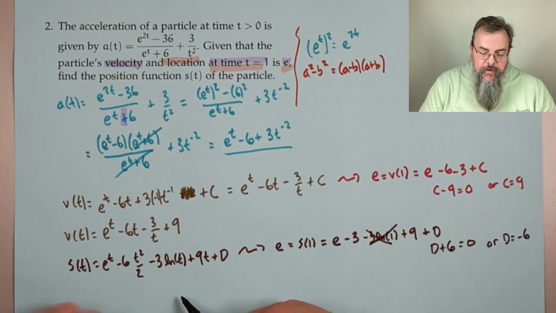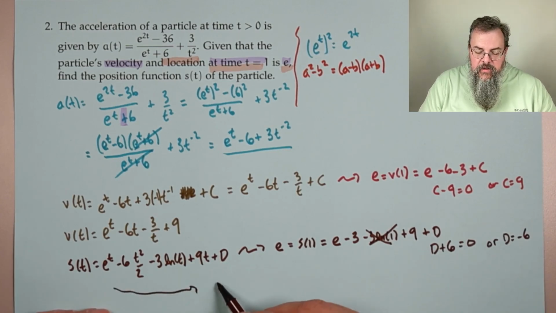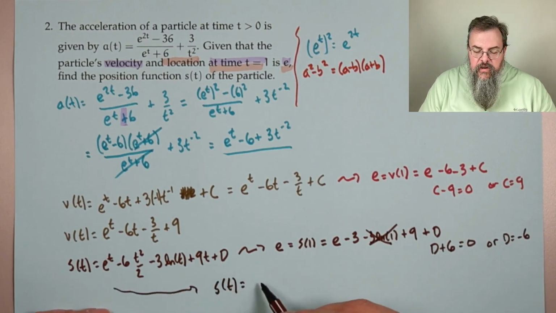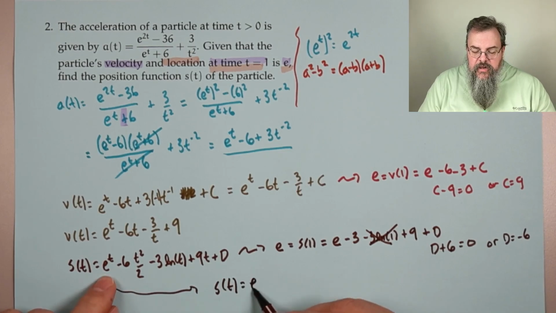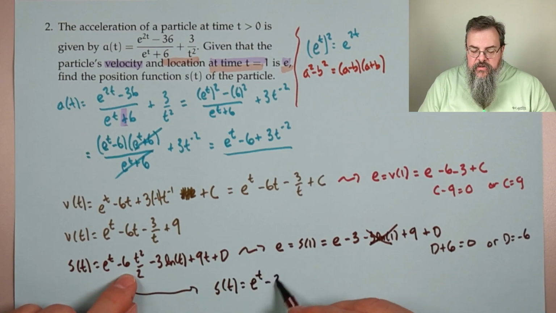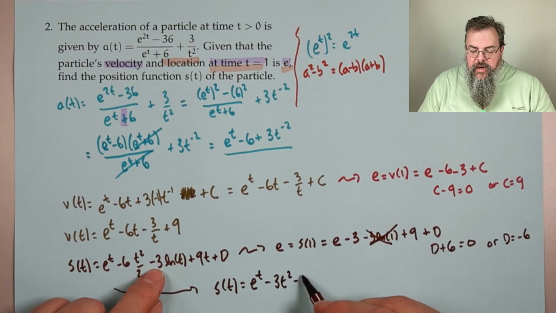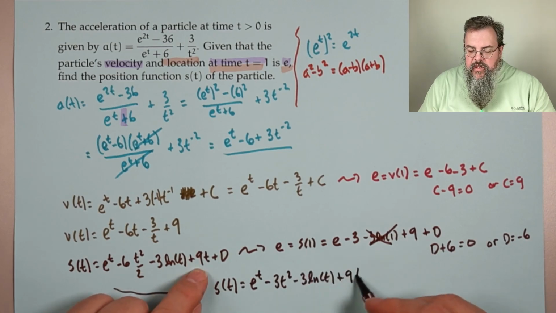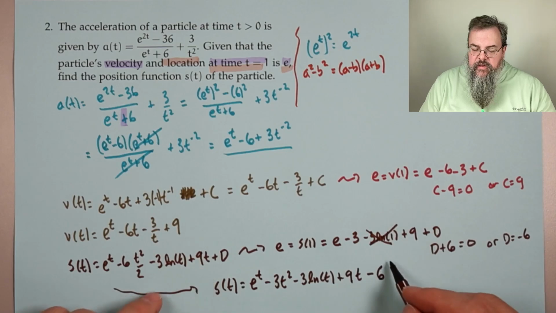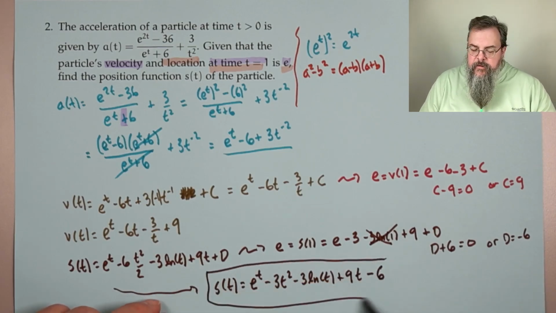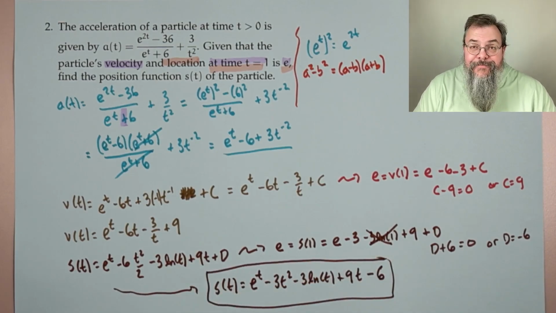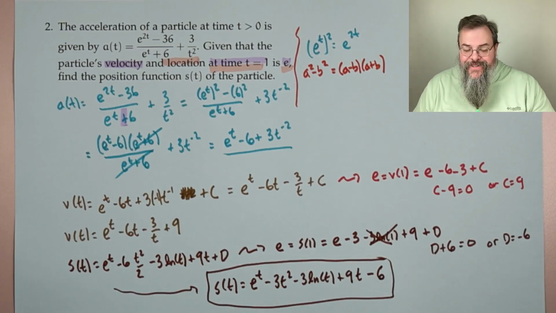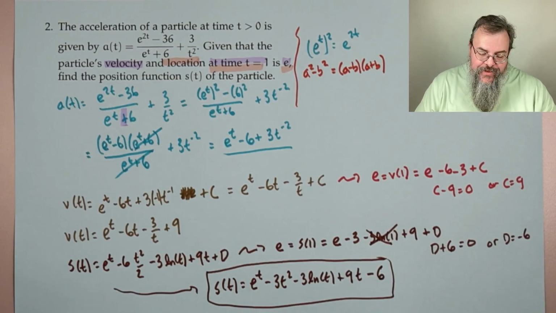So our final answer is, s of t is, cleaning it up, e to the t minus 3t squared minus 3 log of t plus 9t minus 6. And there we go. We found our position function, exactly like we were asked to do.